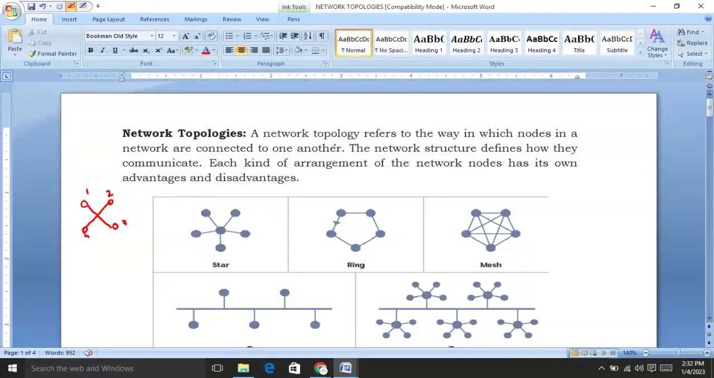So I am going to write the definition here: it refers to the way in which the nodes in the network are connected to one another. So here we observe one central node and the remaining 1, 2, 3, 4, 5 nodes are there. This is like a star. And here all the nodes are connected in a ring fashion, a rounded fashion. This is called the ring network. Here all the nodes are connected to a single common channel or single bus. This is known as a bus structure.